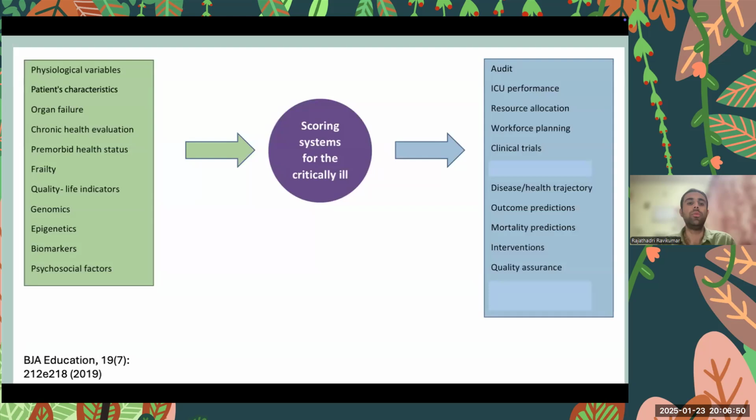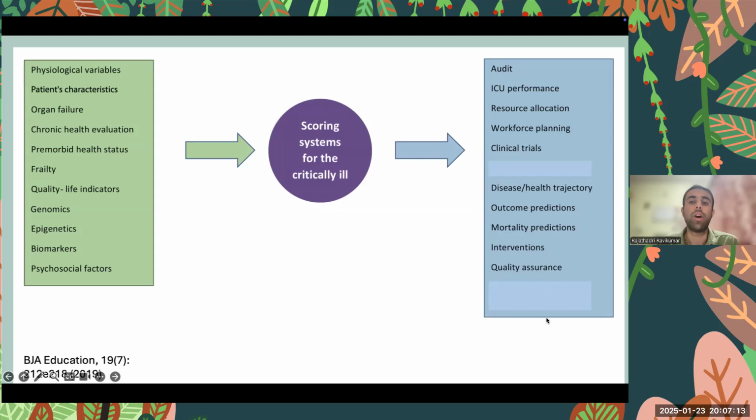So till now, what we have learned, we have used so many data: physiological variables, patient characteristics, organ failure, premorbid health status, quality of life. Maybe there are a few scoring systems which have used genetics, epigenetics, biomarkers to help us in audit, ICU performance, resource allocation, clinical trials, interventions, quality assurance.